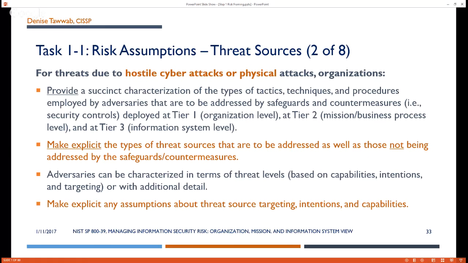Adversaries can be characterized in terms of threat levels based on their capabilities, their intentions, and their targeting, or with even more detail. You want to make explicit any assumptions about threat source targeting, intentions, and capabilities. And you're writing all of this down, by the way. This is part of your risk framing step.